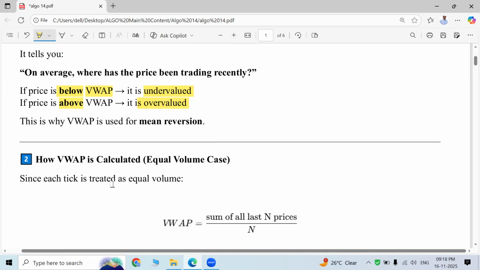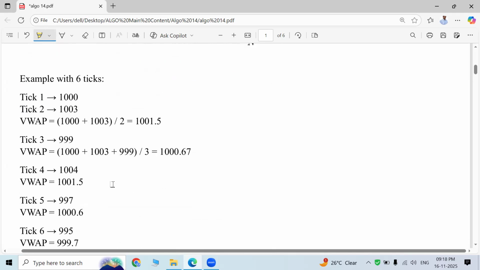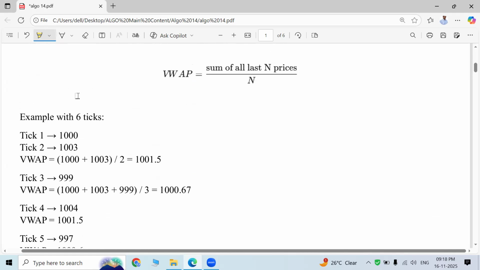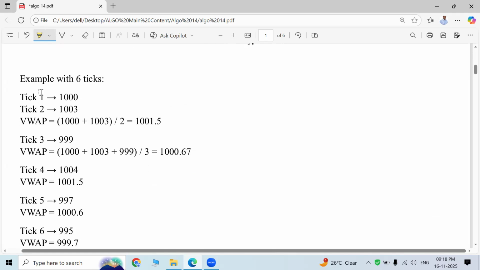Now, the simulation which I created to understand this VWAP method, in which one quantity is being changed. For this, there are 6 ticks we have to consider. So, first tick price is 1000. The second tick price is 1003. So, the VWAP is the addition of both of them divided by 2. But actual VWAP is slightly different in the calculation.